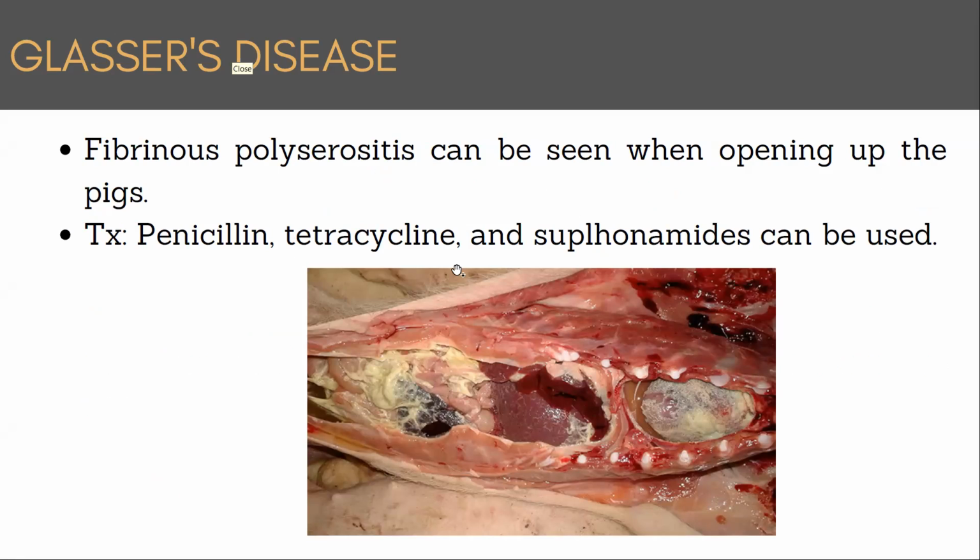Infectious polyarthritis. No. I think this is, as Doc Aris said, fibrinous polyserositis, which is distinct in pigs affected by Glasser's disease. So, these are the whitish lesions. Treatment is penicillin, tetracycline, and sulfonamides can be used.